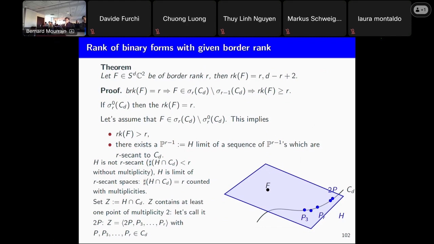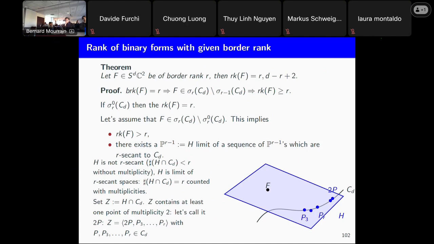And so now I call my Z the intersection of H, of this space, with my curve. And I want to keep track of this multiplicity now. So if I have at least 1 point of multiplicity 2, I want to keep track of this. In the notation as before, you may think of this as P and a little variation of this point P, or if you like schemes, this is a point of length 2.